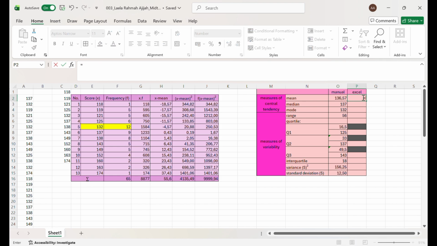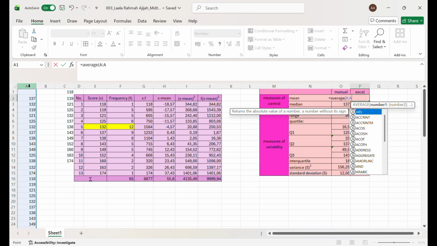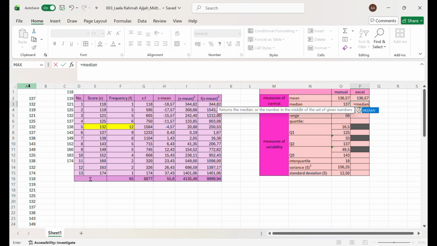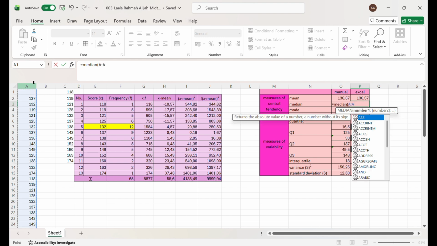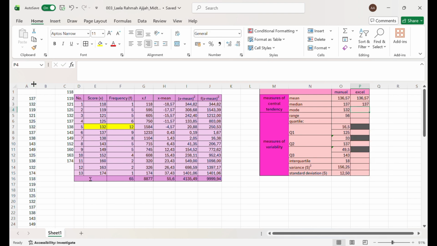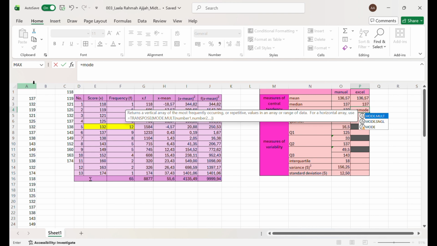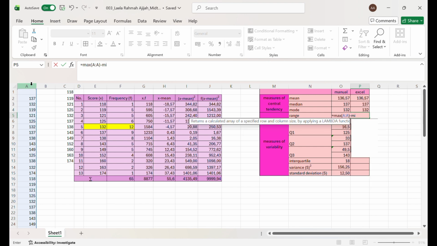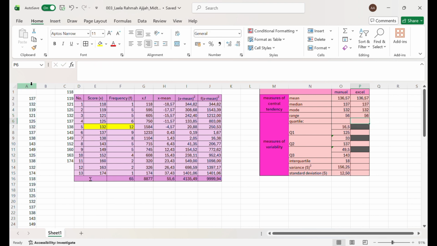Alright, now we need to prove it with Excel. For the mean, we use AVERAGE and block all the original data, enter. For the median, we use MEDIAN and block all the original data like this. For the mode, we use MODE and block all the original data, then enter. And for the range, we can use maximum minus minimum. Block all the original data, minus MIN, block all the data.